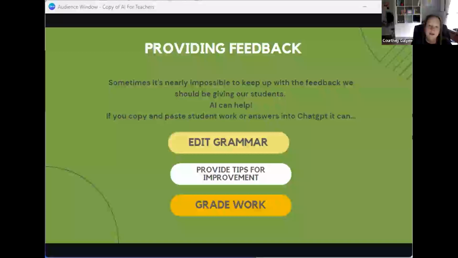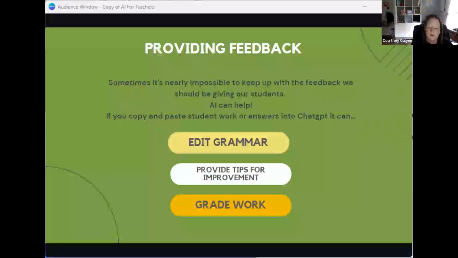So if they have work that they're turning in electronically that you can copy and paste into ChatGPT, it can edit their grammar, provide tips for improving their writing, and grade their work. The grammar editor can also explain the grammatical errors that students are making.